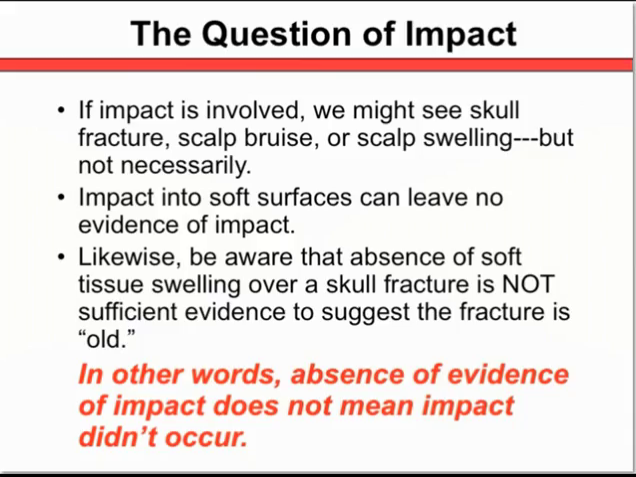We often get asked about the question of impact and whether or not impact was involved in a particular child's injury. The truth is that when children survive, we have no way of knowing for certain if an impact occurred or not. Obviously, if we see a skull fracture or a scalp bruise or scalp swelling, then it becomes clear that impact was present. However, impact into soft surfaces can leave no evidence of impact at all, such as into a couch or into a bed. If a child is slammed down, they can have the rapid deceleration that's involved with impact without any external signs of that.